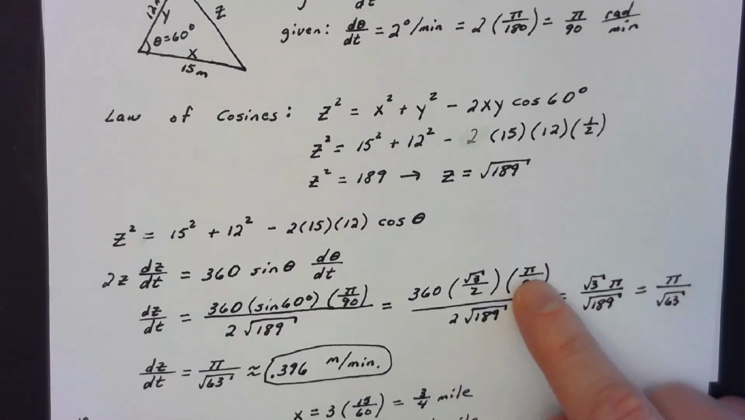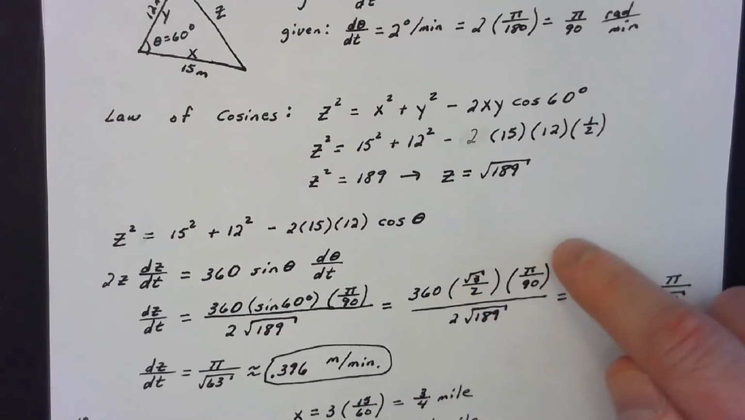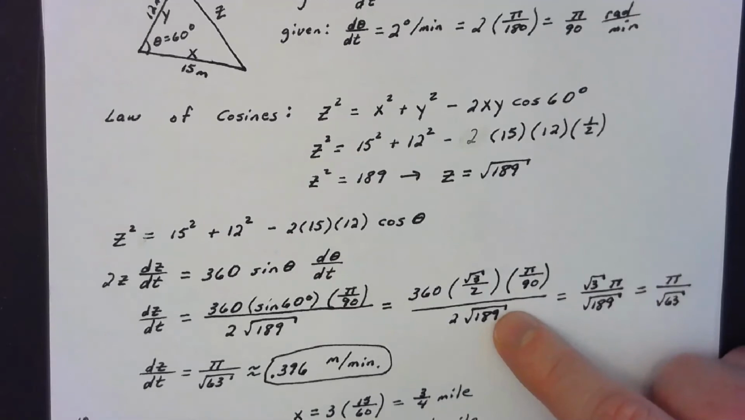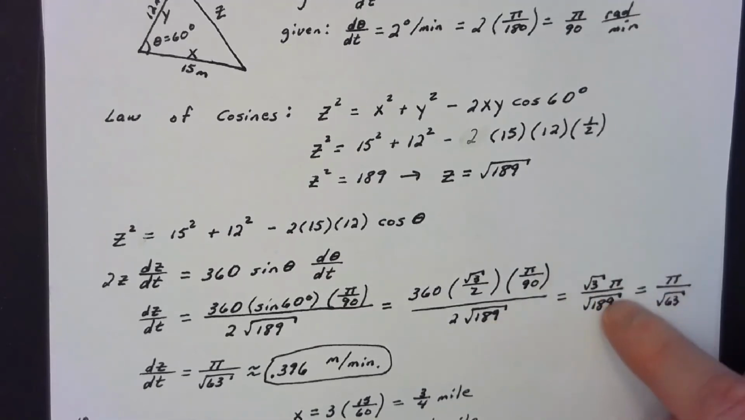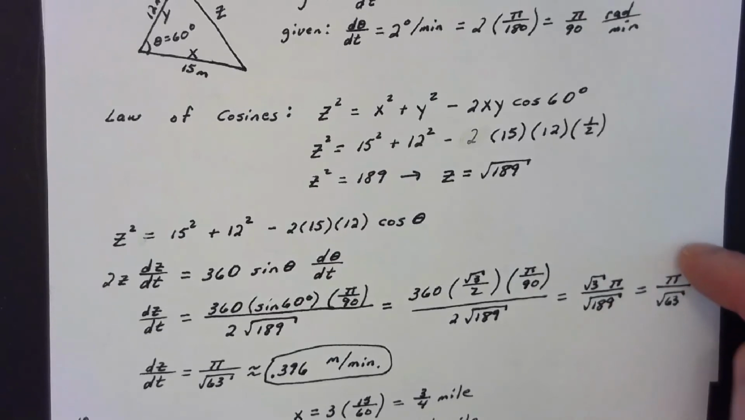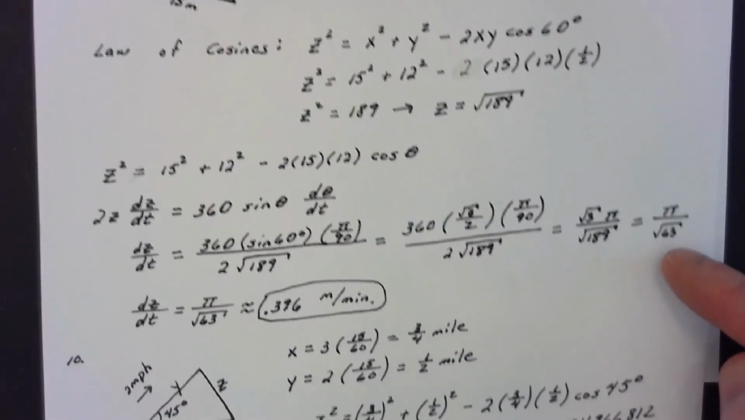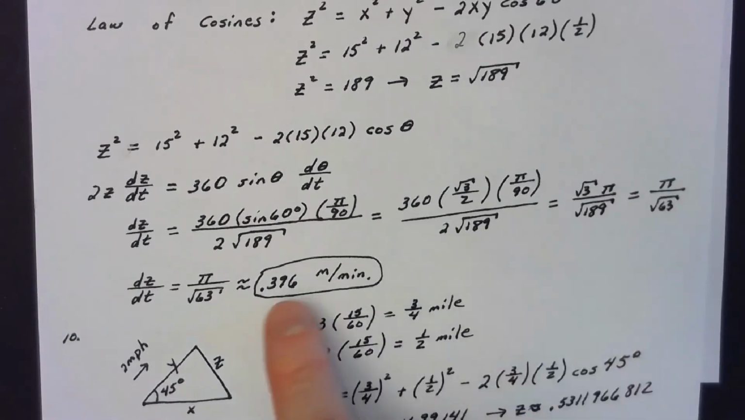All of those cancel. So then I have the square root of 3 times pi over the square root of 189. 3 will go into 189 63 times. So this simplifies to be pi over the root of 63. That would be an excellent exact answer. If you wanted a decimal approximation, you could go to your calculator.